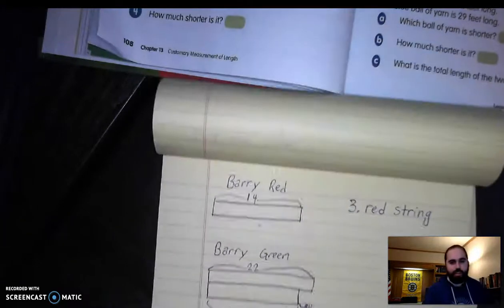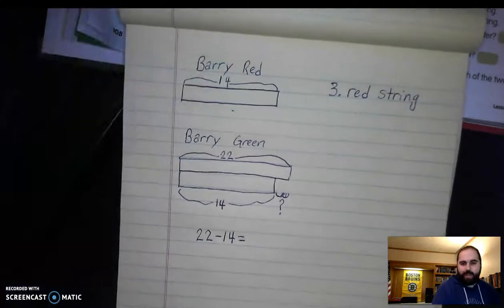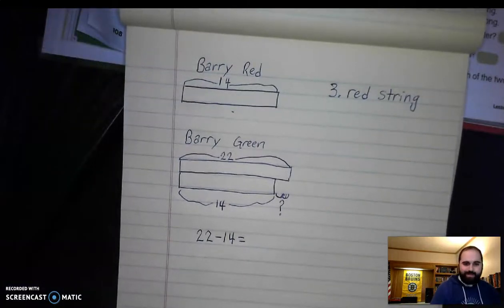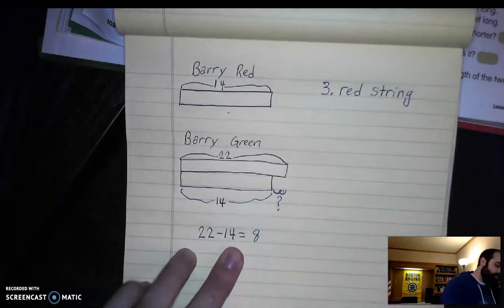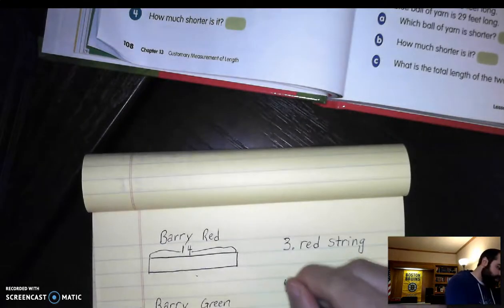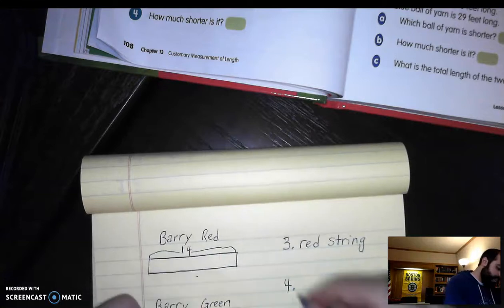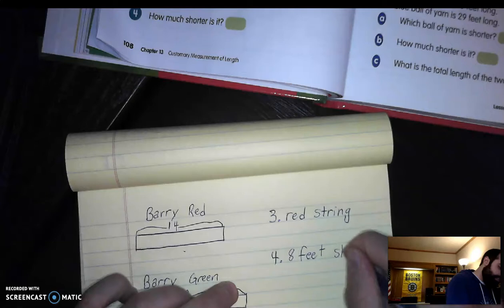A couple of strategies you can use there. You can use your count back strategy, or you can use your place value to really solve this one. But we know that the correct answer is going to come to 8. So, number 4, our answer is, it's going to be 8 feet shorter.